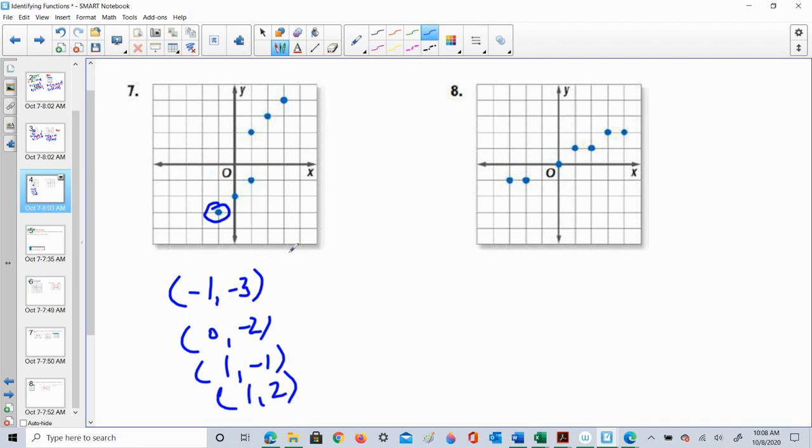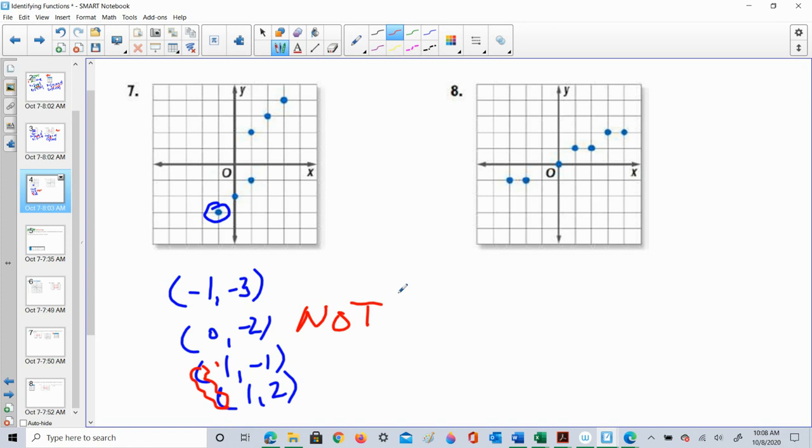As soon as we have this here, the ones repeat, so it's not a function. And we're going to talk about another way to tell whether this is a function or not. There's a thing called the vertical line test. A vertical line is a line that goes up and down.